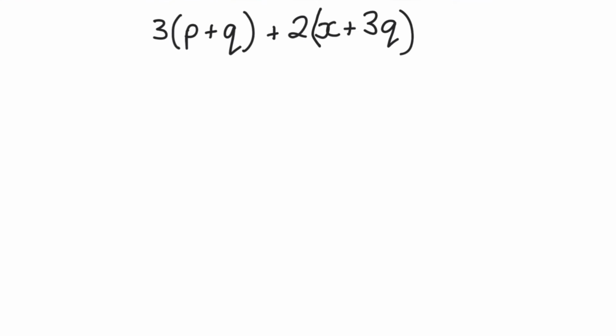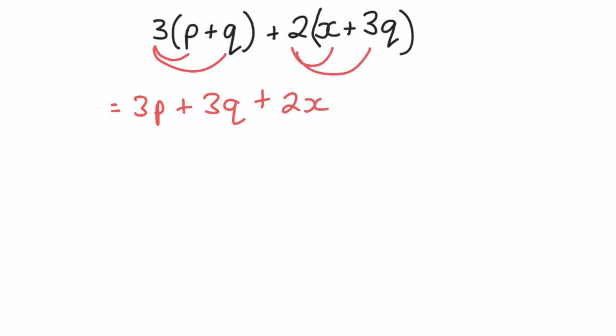For example, we've got p plus q in brackets times 3 plus x plus 3q in brackets times 2. So to expand the brackets, the number on the outside of the bracket needs to meet all of the terms on the inside of the bracket. So to expand them out, we've got 3 times p plus 3 times q plus 2 times x plus 2 times 3q, which is 6q. So now we can go about gathering our like terms. So we've got 3p, then we've got 3q plus 6q is 9q plus 2x.